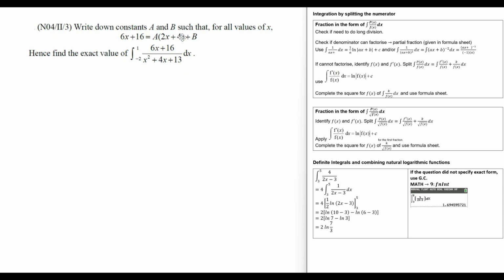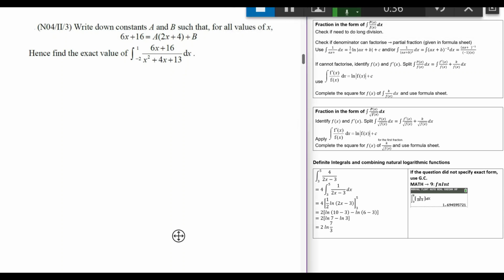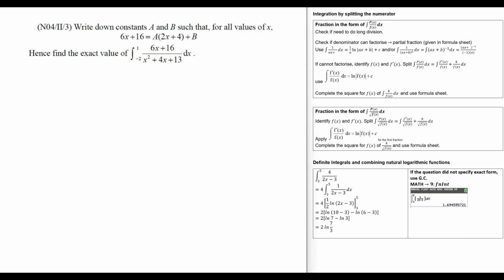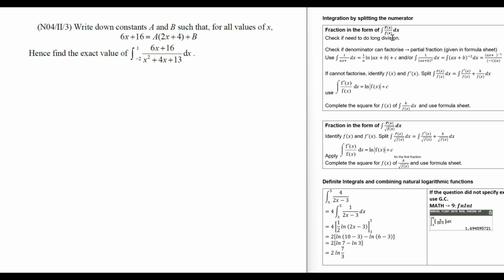Okay, so I'm going to just do this without using the first part, where I look at the question directly. Hence find the exact value of this. All of you should be able to do the first part. Now in the second part, or rather, let's say the question did not give you the first part, what should be your thinking process? If you look at this flowchart on the right, where I talk about integration by splitting the numerator, first, check if you need to do long division. The power of the numerator is 1, the power of the denominator is 2, no need to do long division.